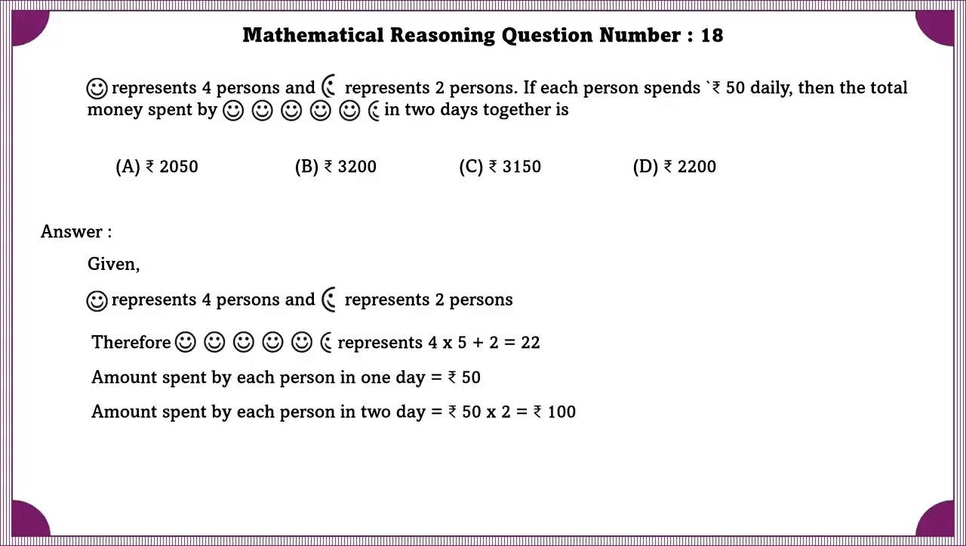Amount spent by each person in 1 day is equal to 50. And amount spent by each person in 2 days is equal to 50 into 2, which is equal to 100. Now, amount spent by 22 people in 2 days is equal to 100 into 22, which is equal to 2200.